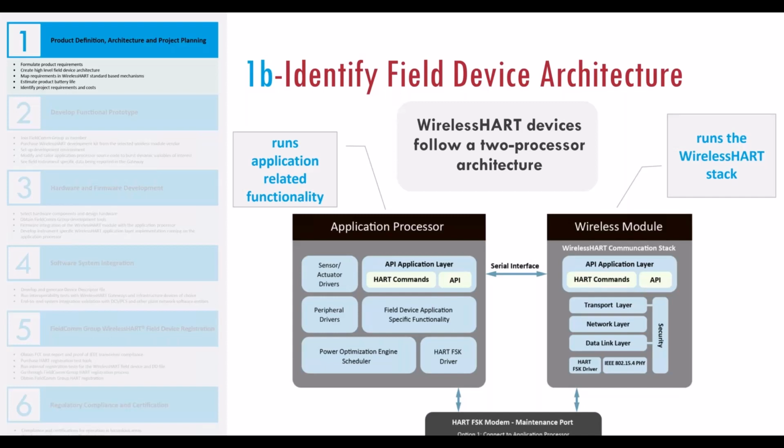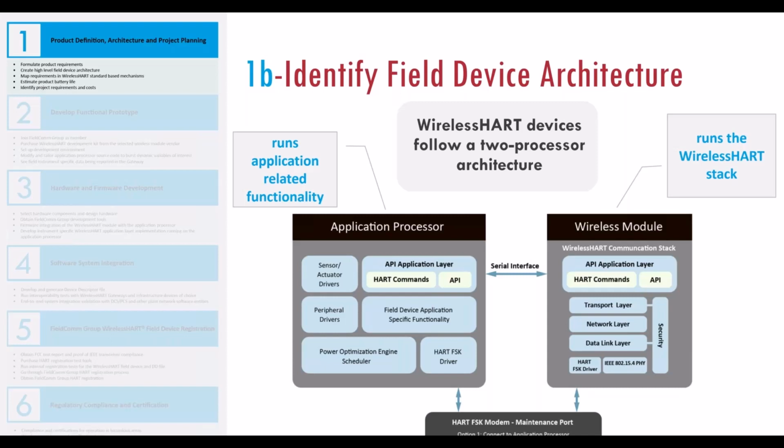Now, what is the responsibility of the application processor? The application processor just runs application-specific functionality. It connects to sensor actuators or to other peripheral drivers. It also typically includes a power optimization engine scheduler. Now, why is that important? Because it is this power optimization engine scheduler that will dictate or ultimately influence the battery life of your instrument.